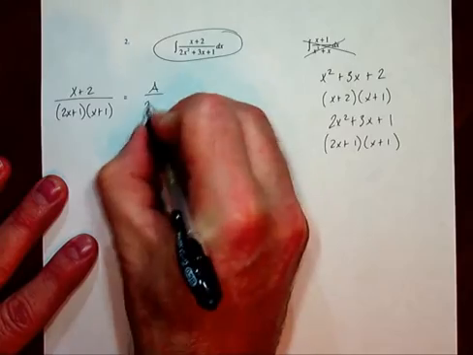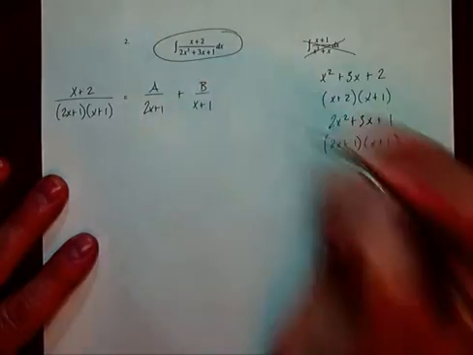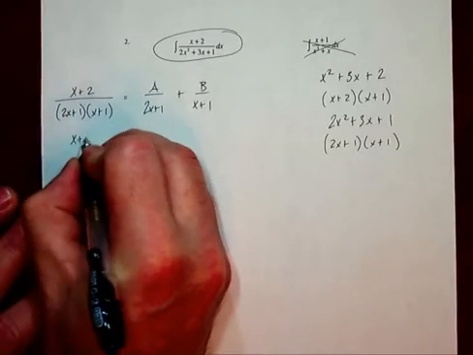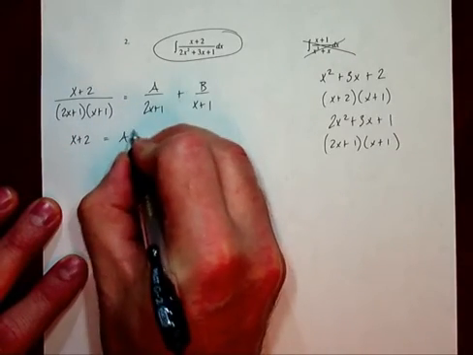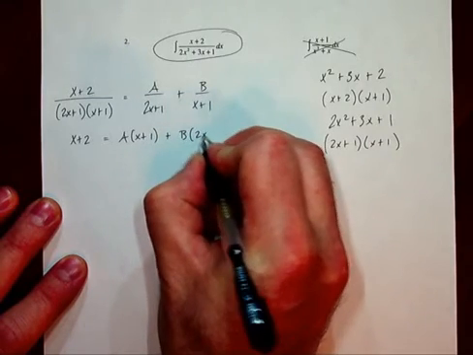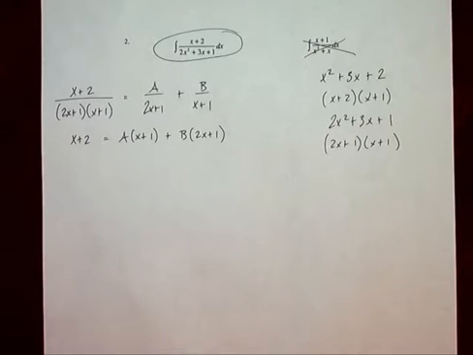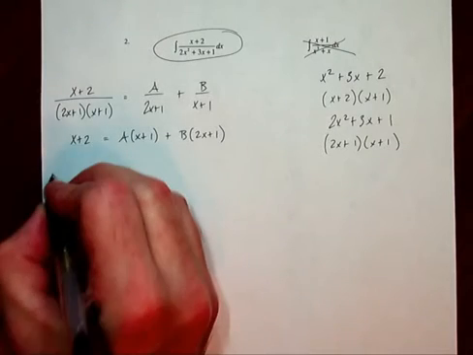And I have a over 2x plus 1 and b over x plus 1, and predictably we're going to go ahead and multiply through by both of those factors in the denominator to get rid of all of the denominators. They're simple linears, and so I'm going to be able to use the Heaviside method and plug in convenient values to find a and b.